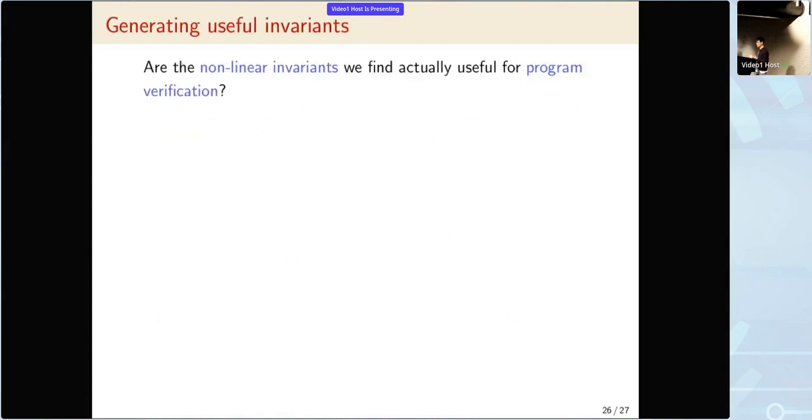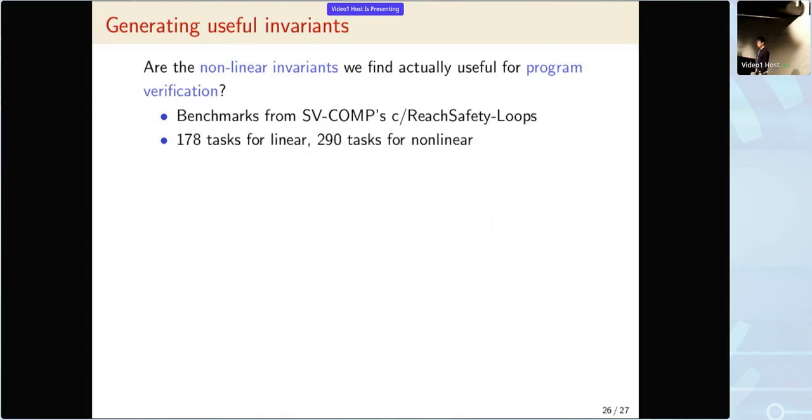Alright, so on to experimental results. Now that we can extract nonlinear invariants, we want to know if they are actually useful for program verification. So we ran benchmarks from SV-COMP's C program safety loops. We had 178 tasks for linear, 290 tasks for nonlinear. The tool is called Pilon, and we added a refine heuristic to get Pilon plus refine. And because of monotonicity, we can be sure that the results for this tool will not be worse.